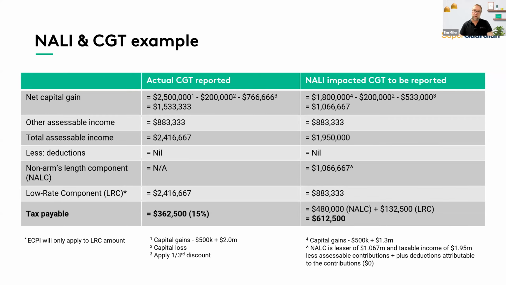The non-arm's length component is that entire $1 million, right? So even though there was $500,000 worth of untainted gains, they are incorporated into that net capital gain and become the non-arm's length component, right? We still have our low rate, the other income of 883, but we've now got a $480,000 non-arm's length tax liability on that CGT, plus then the 132 on the low rate component, totaling $612,000 tax.